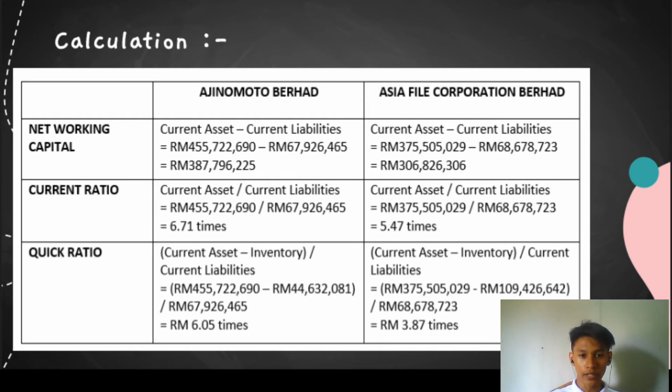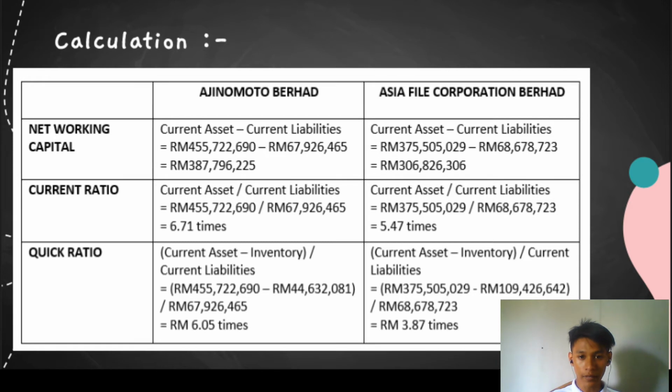Next is current ratio. Current ratio is current asset divided by current liability. Ajinomoto has 6.71 times more current assets than liabilities to cover its debt, while Asia File Corporation Berhad has 5.47 times to cover its debt.